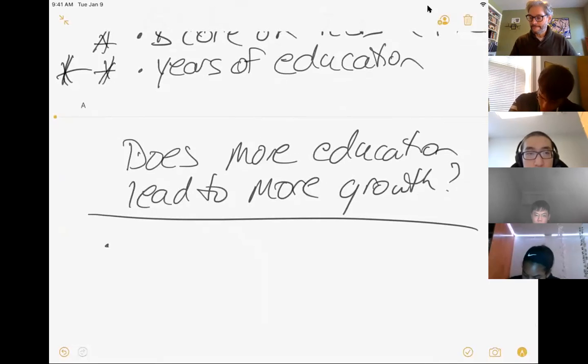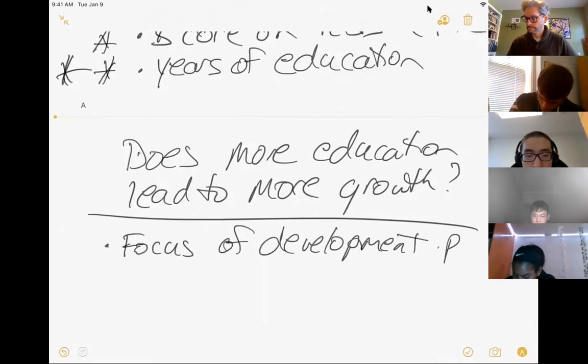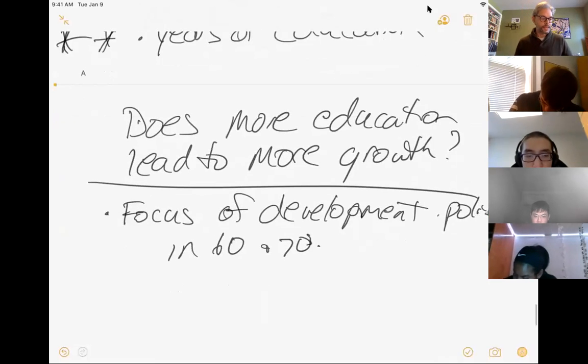This was a focus of development policy in the 60s and 70s, okay? This idea that one of the ways that we can help poor countries get richer is to help them get more of their population in school.